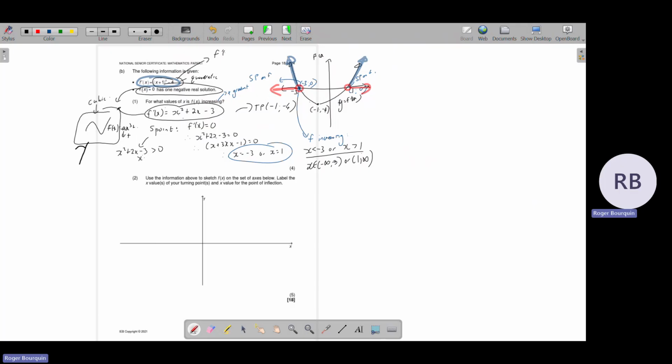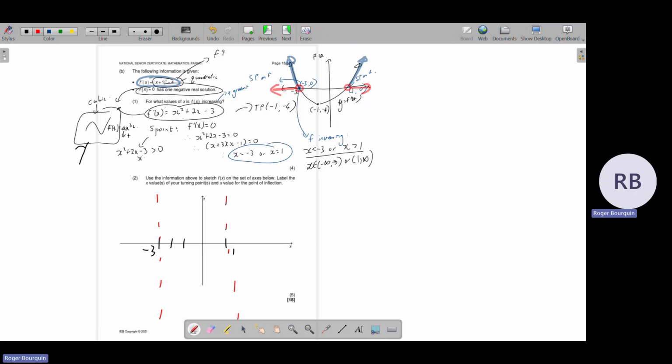First of all, we know where the stationary points are. At x is equal to what? -3 and 1. So I'm not going to draw them in yet. At -3 and at 1, along these lines, I'm not drawing in asymptotes, I'm drawing in lines where the stationary points will be.